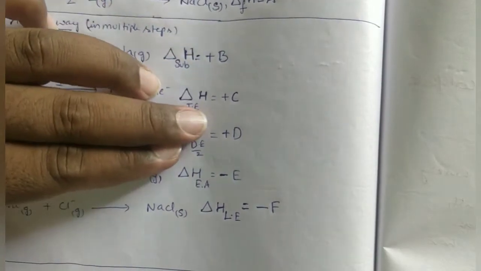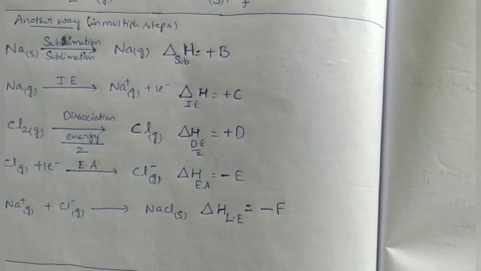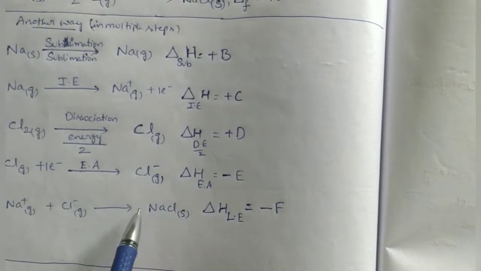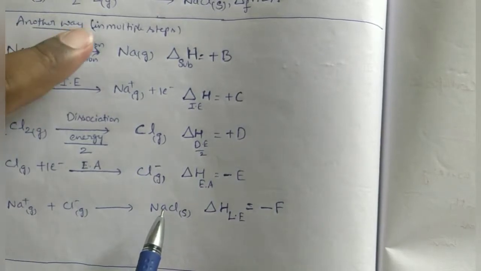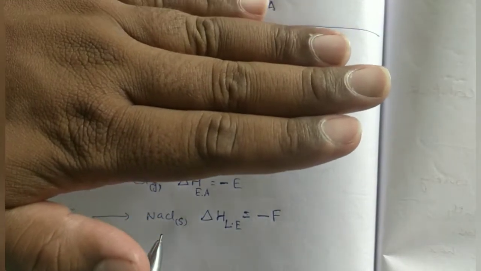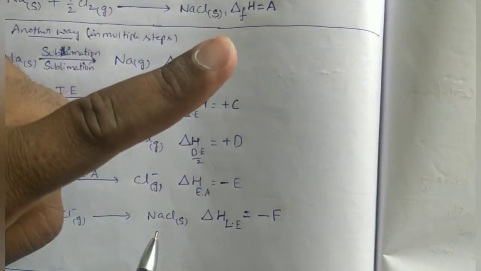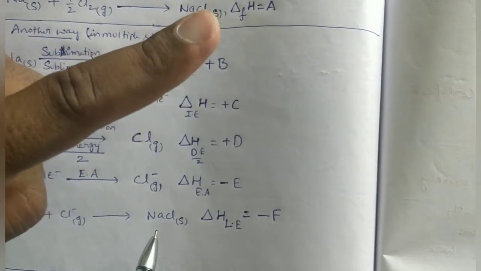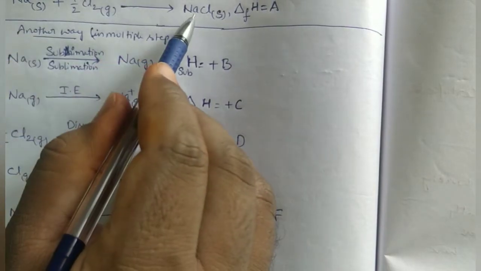1, 2, 3. 3 steps are involved with energy absorption, 2 steps are involved with energy liberation. Finally, we got NaCl. In how many steps? Another way, multiple steps, 5 steps. In one way, we got NaCl in one step only. Are you understanding, ma? In one way, we are getting NaCl in one step.